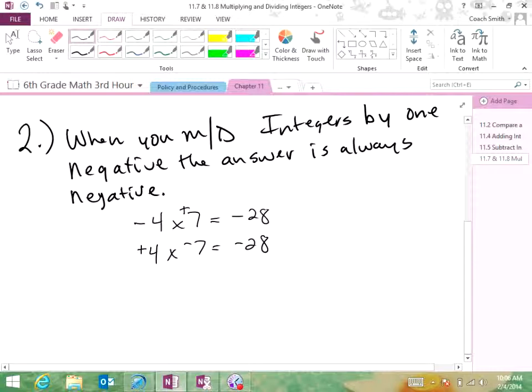So it does not matter if one number's larger and it has the negative. None of that stuff matters. If it's got one negative sign and you're multiplying, the answer will always be negative. If it has one negative sign and you're dividing, the answer will be negative, no matter how big or how small the number is.